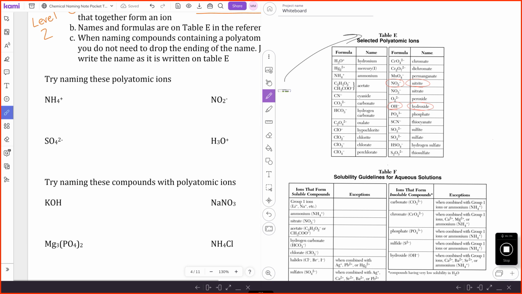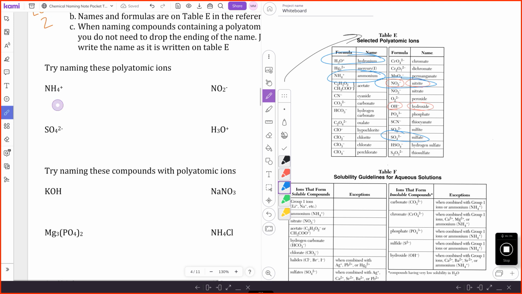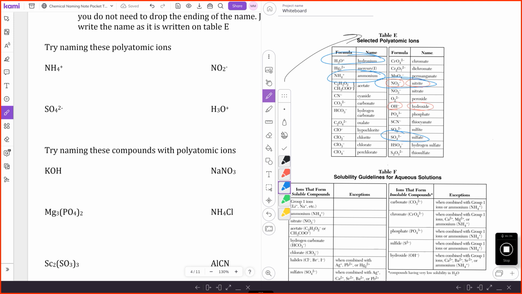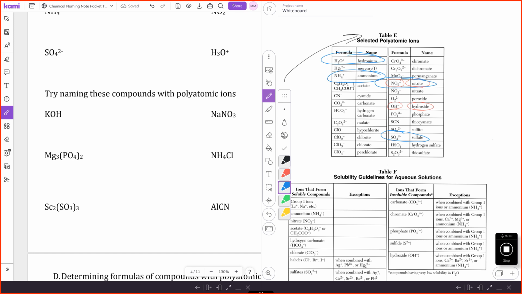NH4 is called ammonium. SO4 2 minus is called sulfate. NO2. We did that one. Nitrate and H3O. Hydronium. Those are their names. So now we're going to try and put these polyatomics into a formula with another element.